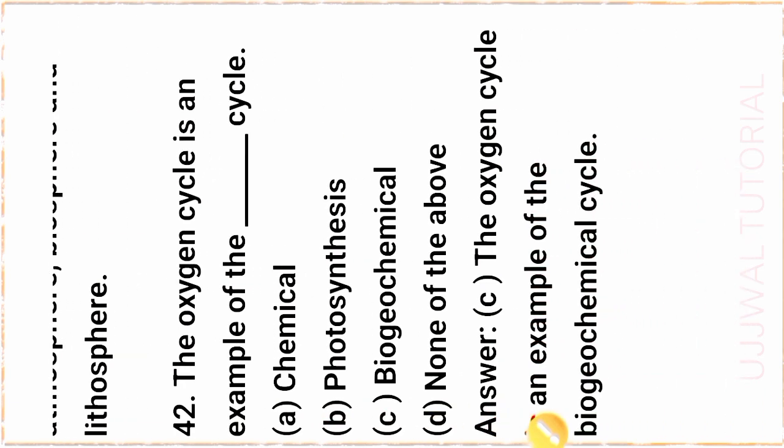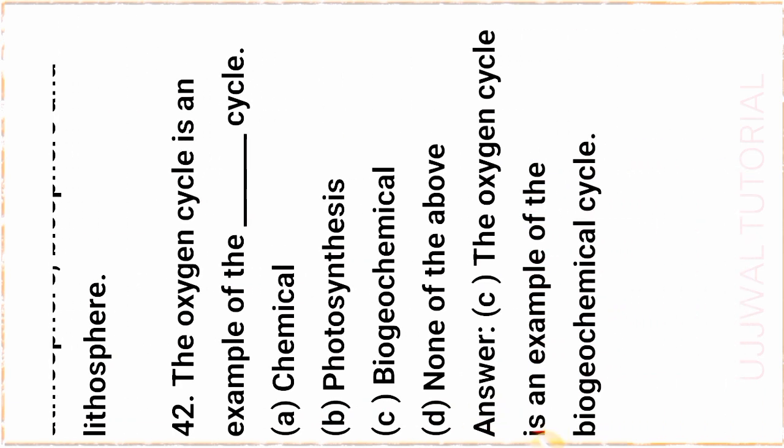Next question, question number 42. The oxygen cycle is an example of dash cycle. That is option C, biochemical. The oxygen cycle is an example of a biochemical cycle.